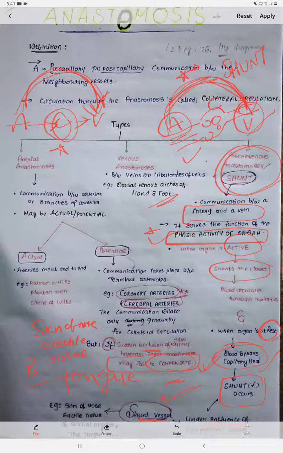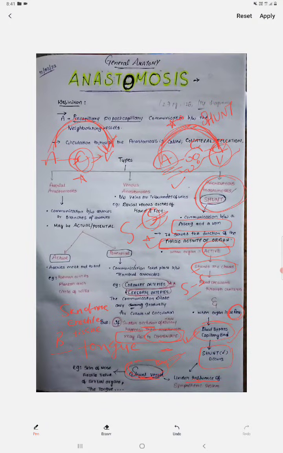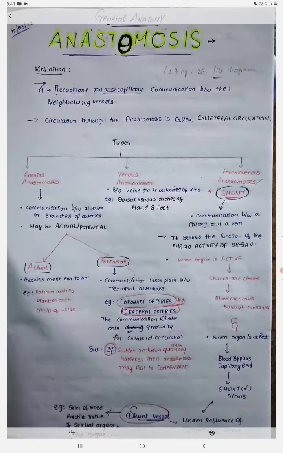The artery and the vein directly communicate with each other, and these vessels are called shunt vessels, and they will be under the influence of S for S. Remember, like this, S and S. Shunt will be under the influence of the sympathetic system, so it is always active. And this is all about the anastomosis, and I'll show the picture of the anastomosis.